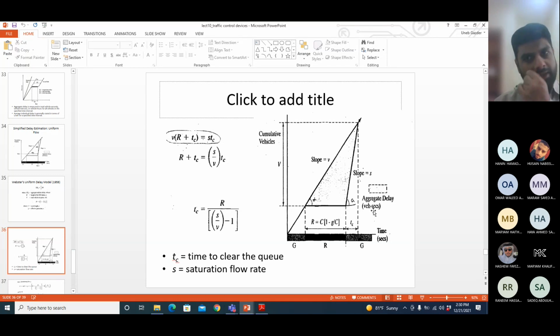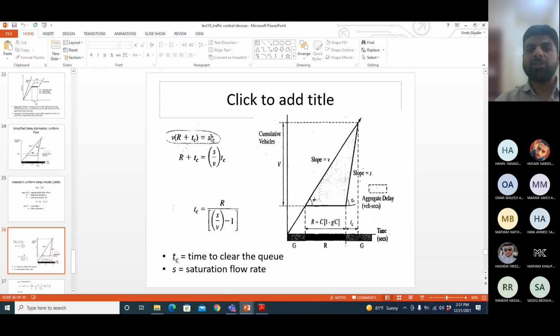So the number of vehicles in the queue can be calculated using the saturation or departure flow rate, which is S into TC, or using the arrival flow rate, which is v into R plus TC. Vehicles arriving during which time? R and TC. All these vehicles were in the queue. We are talking about the same queue, so S into TC must be equal to v into R plus TC. This is using the departure flow rate, and this is using the arrival flow rate, but the quantities are equal.